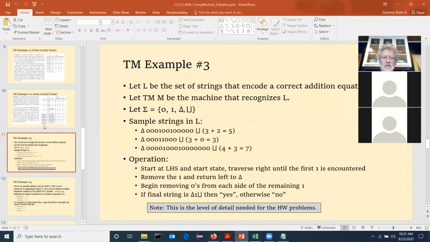Now, I haven't written my table out for my machine, but is it clear what my machine does? Do you understand what my machine does? That's the question. You want to be able to get that understanding to the grader.